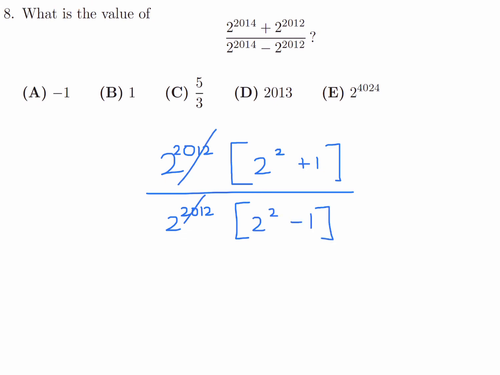Well, the good news is those two cancel, and all I'm left with is 4 plus 1 on top and 4 minus 1 on the bottom. And that is, of course, just 5 over 3. So number 8, the answer is C.